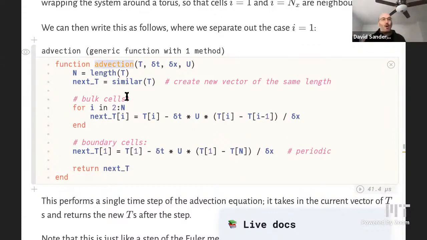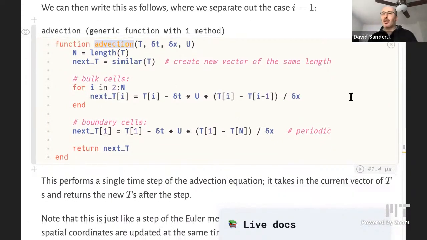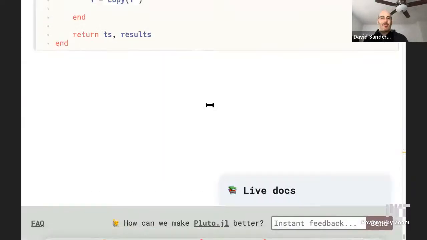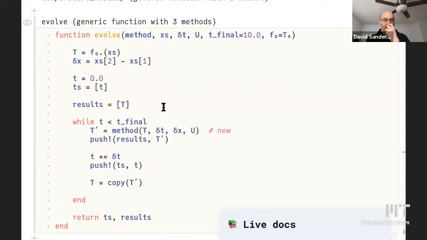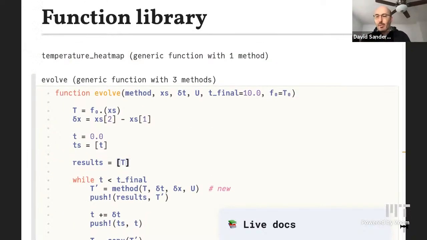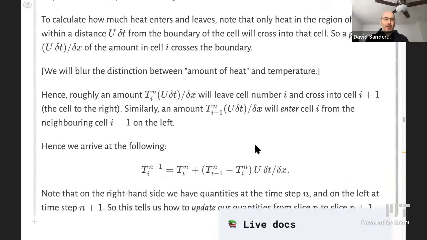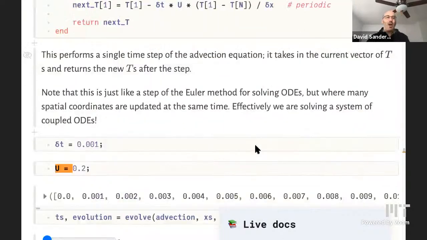So, okay, so now what do we need to do? We need to just evolve this in time using an Euler-like method. And so right at the bottom of the notebook, there's just a function called evolve that just does that and stores the results somewhere and returns all the results. It's just like you've already written for the Euler method.